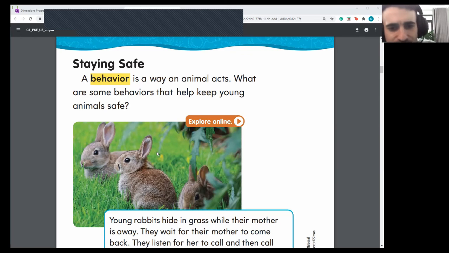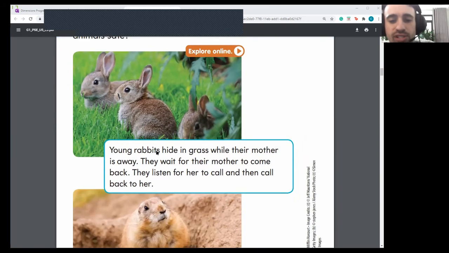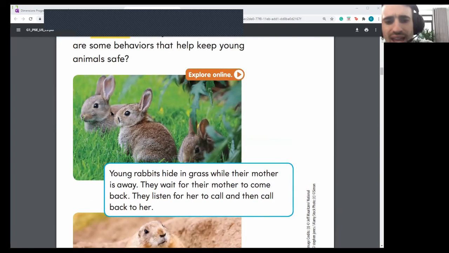We're going to be learning about behaviors that help keep young animals safe. Here's an example. We have some young rabbits. Let's read about the young rabbits. Can I have Laman? Can you please read about the young rabbits? Young rabbits hide in grass while their mother is away. They wait for their mother to come back. They listen for her to call and then call back to her.